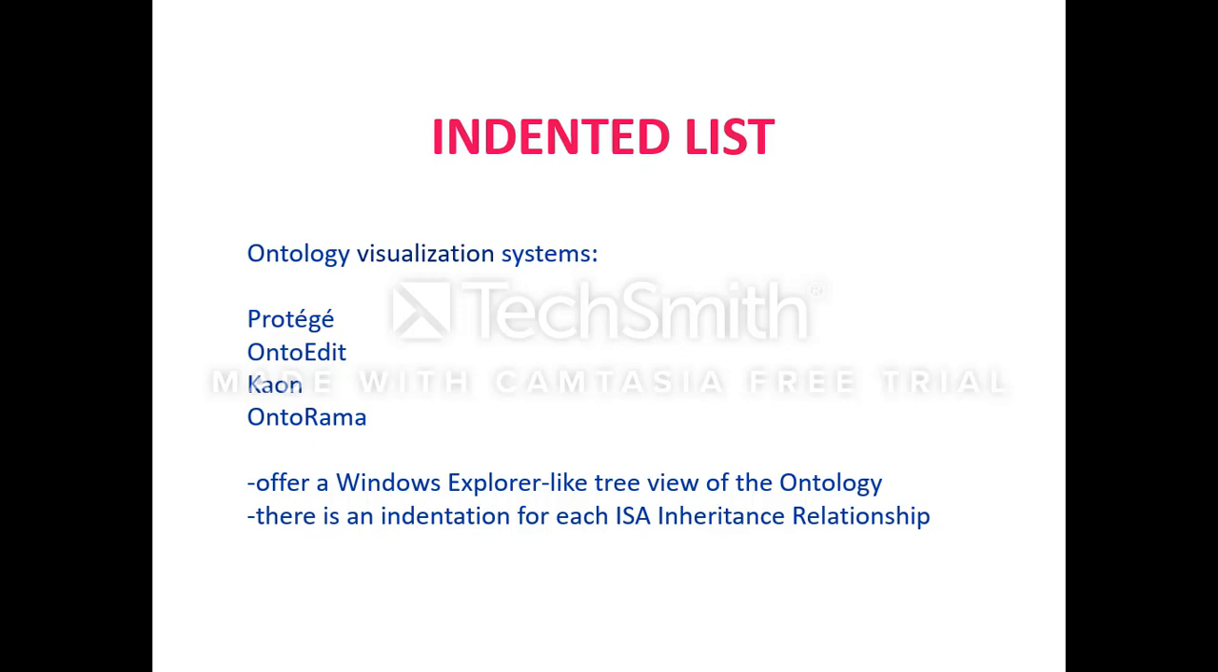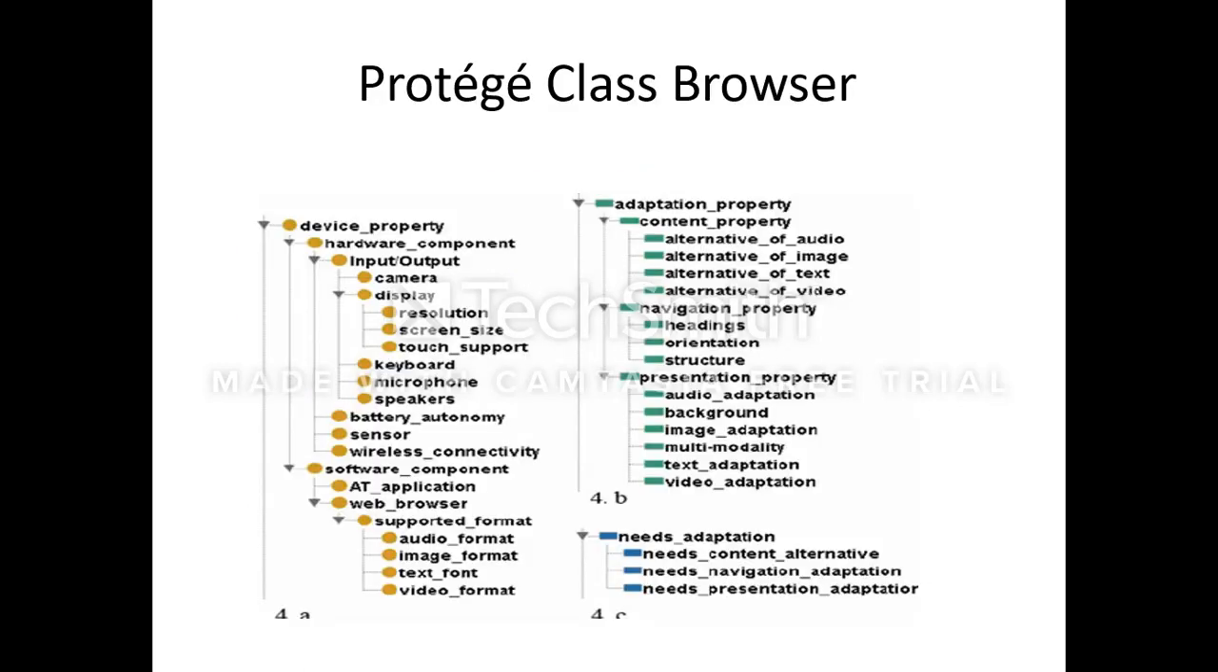Now we move on to the indented list group, which has Protege, OntoEdit, Count, and Ontorama, which offer a Windows Explorer-like tree view of the ontology. In this view, the taxonomy of the ontology is represented as a tree. This is a snapshot of how the Protege class browser organizes ISA inheritance relationships using an indented, expandable and retractable tree. Also, the instances are displayed in a separate window.